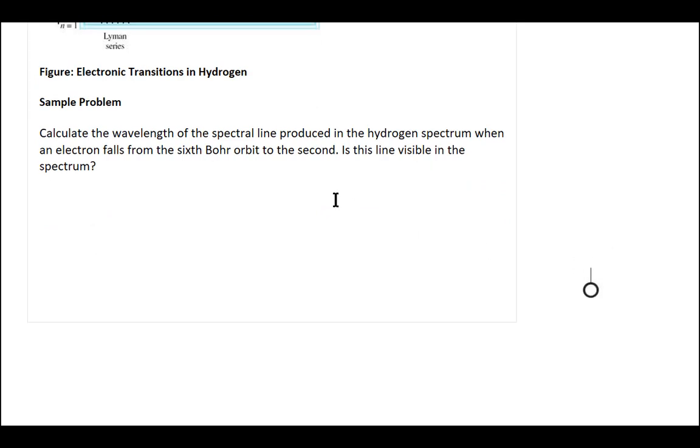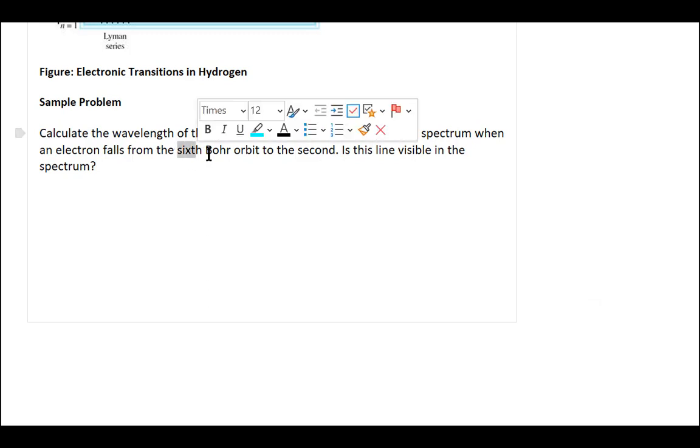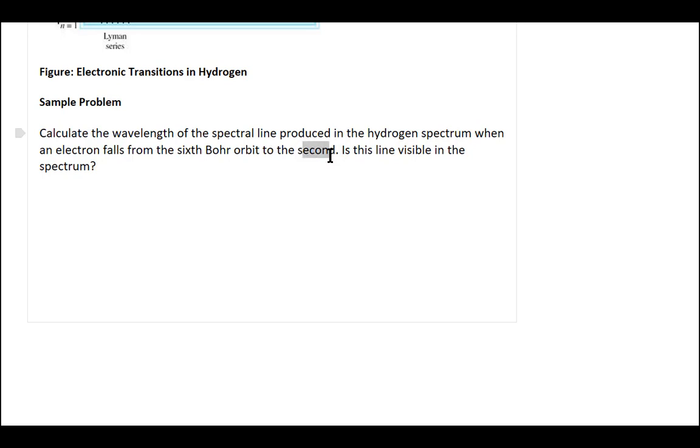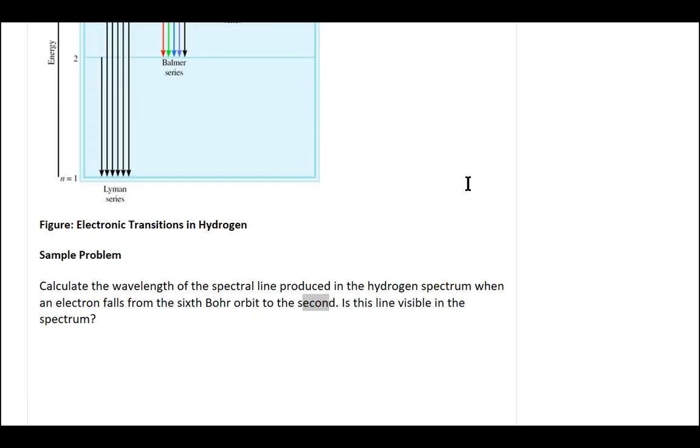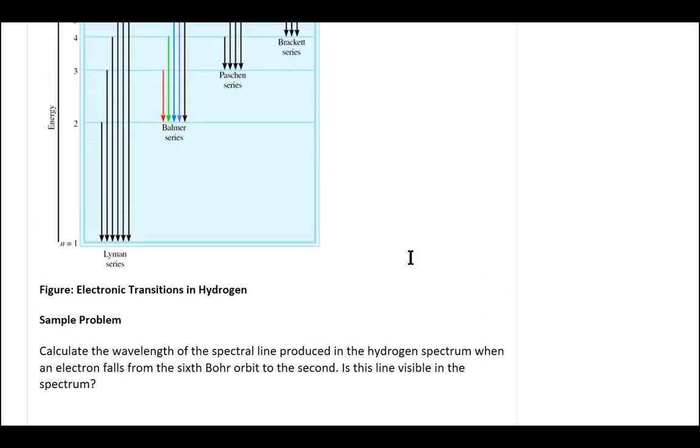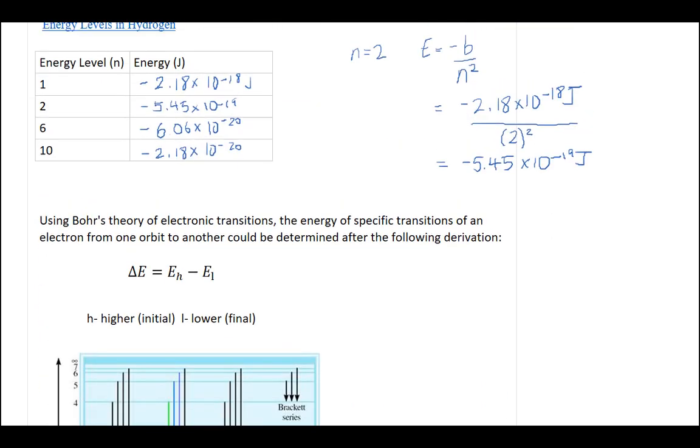So what we're going to do is one example, and we've already looked at and determined some of the data that we need for this. So we want to calculate the wavelength of a spectral line produced in the hydrogen spectrum when the electron falls from the 6th orbit to the 2nd orbit. Okay? So this is going to be part of the Balmer series, and we're asked if the line is visible. So we have our data from above. We already know the amount of energy of the light in the 6th orbit and the 2nd orbit, and we're going to find the amount of energy, therefore, that's released by the difference between those.